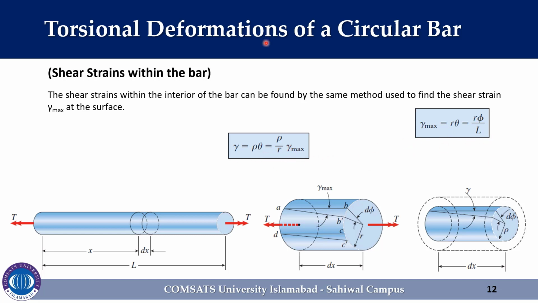This equation shows that the shear strain in a circular bar varies linearly with the radial distance rho from the center, with the strain being 0 at the center and reaching a maximum value gamma maximum at the outer surface.